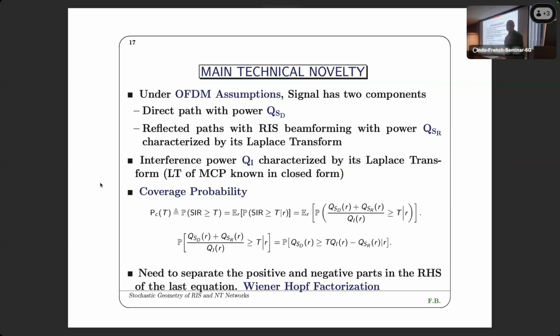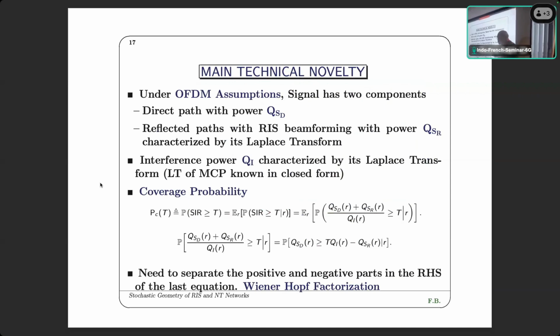Do you assume anything about the orientations of the RISs? Good question. First, as you know, you have transmissive and reflective RISs. Otherwise you would multiply the density of RISs; for a given typical UE, only consider those which have the right angle. So this would be the subset of the density of RISs which have the right orientation. And the same thing for the interference power, which is fully characterized by its Laplace transform in closed form.